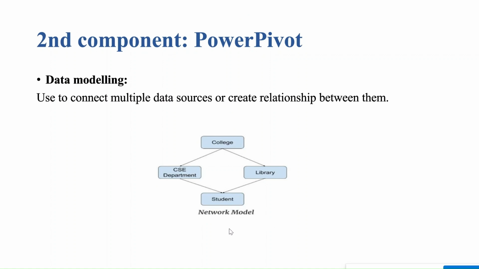So in a real life example, the data will always come from different sources. And once the data comes from different sources, we need to create some type of relationship between it. Data modeling talks about how the data coming from different sources is connected to each other, or in other words, what type of relationship exists between these different types of data. So the second component in Power BI is data modeling.